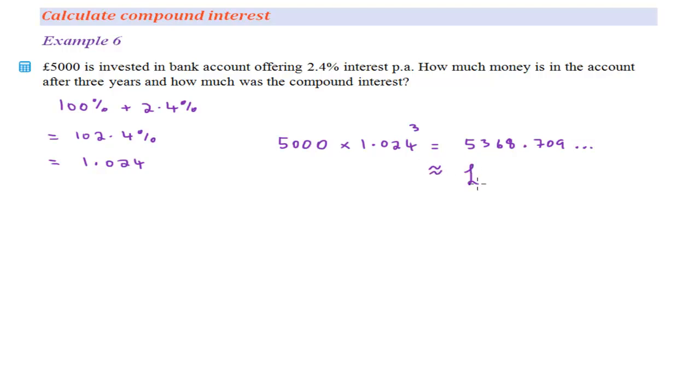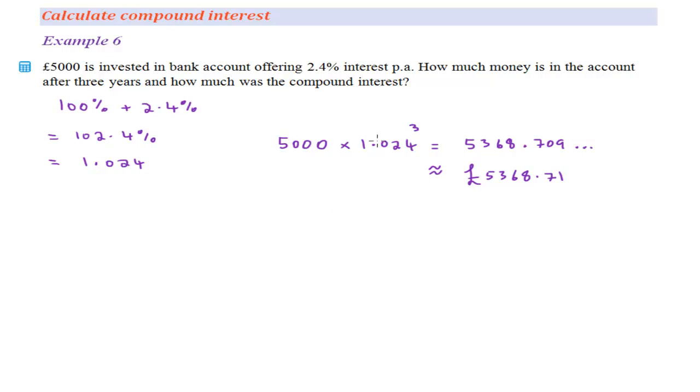So that's going to take us to £5,368.71. Now, the way that banks round money is quite interesting. It's something you might want to research. I've used the normal rules for rounding here, but you might want to research how banks actually round money. However, in any SQA exams, following the normal rules of rounding for money here is absolutely fine.